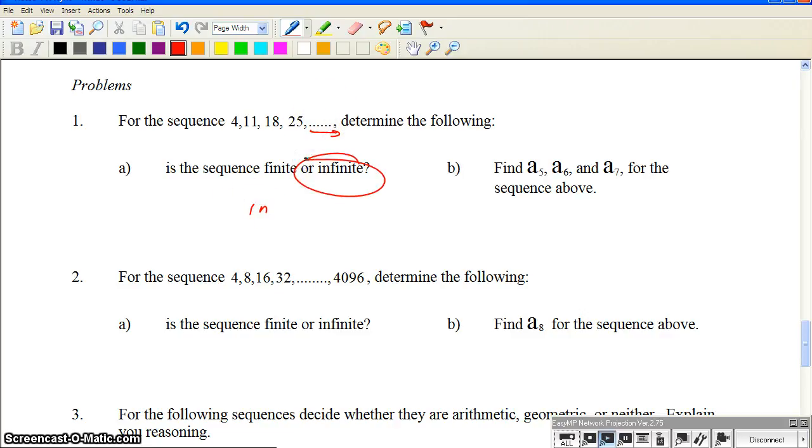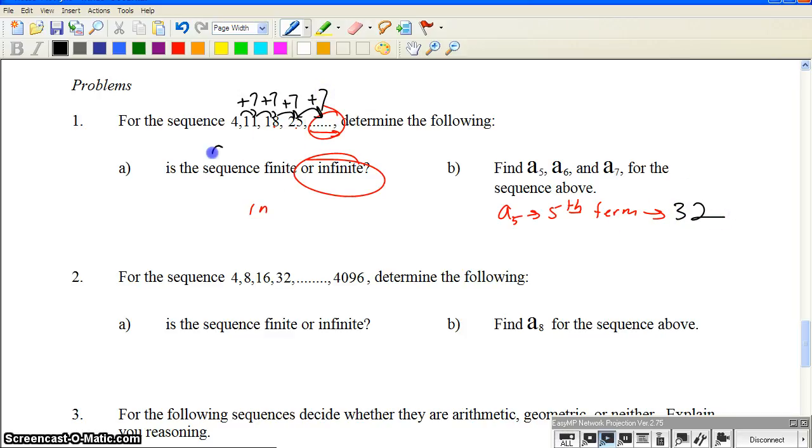It's infinite. Why would I rewrite a sub 5? If I want to find a sub 5, that refers to the 5th term, which in this case, 1, 2, 3, 4, we have to find it. You have to figure out whether it's a ratio or a difference or what the pattern is, essentially, and then you just keep that pattern going. What's the pattern? Plus 7 each time? So 25 plus 7 is 32?